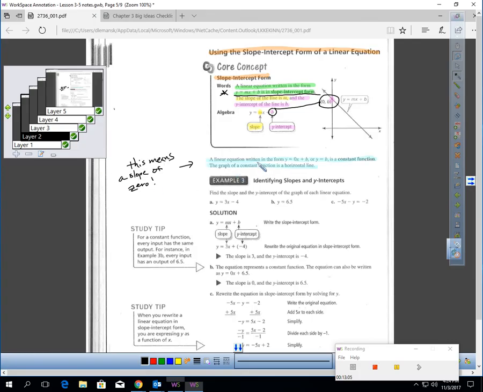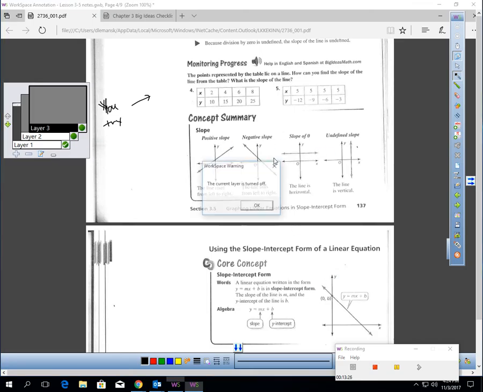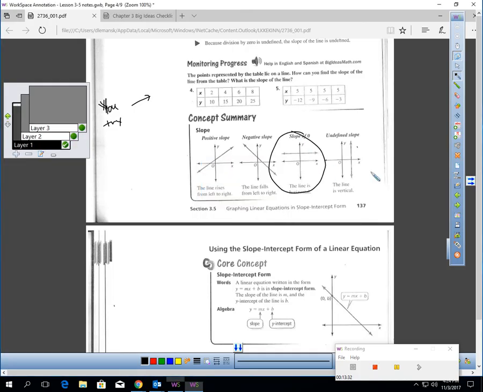A linear equation written in this form, where m is 0, would be reduced to y equals b, and it's called a constant function. Constant functions have a horizontal line, so it has 0 slope. Remember, 0 slope is that picture. It's a completely horizontal line. 0 slope.